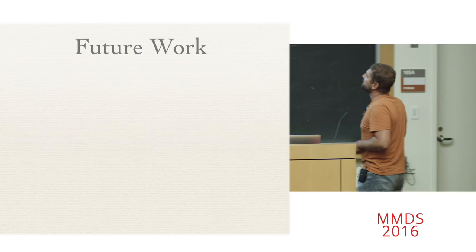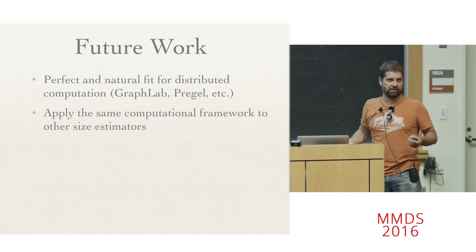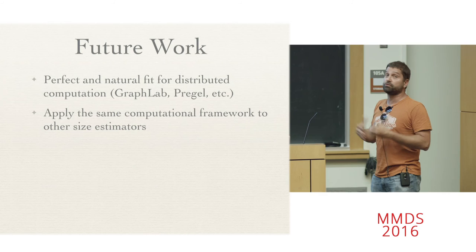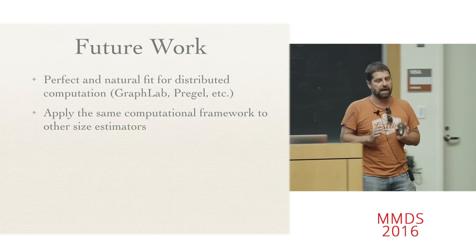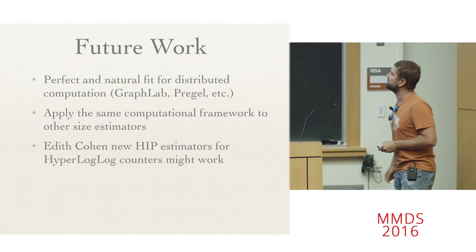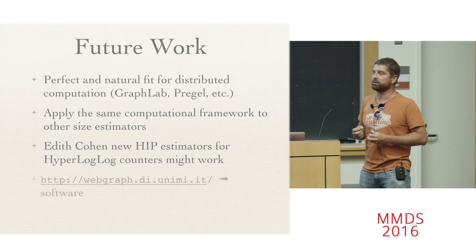Other things. This is a very natural fit for distributed computation. In fact, this has been re-implemented, I know in at least four other implementations in distributed graph frameworks. You can apply the same idea to different size estimators as they come out. Even if HyperLogLog estimators, probabilistic counters, have some optimality property, I mean, you cannot do counting of n objects with less than log n bits. There are precise bounds. There are some new estimators by Edith Cohen, which further reduce the variance, but presently we cannot do unions. So we're waiting for someone to develop union with these new estimators.